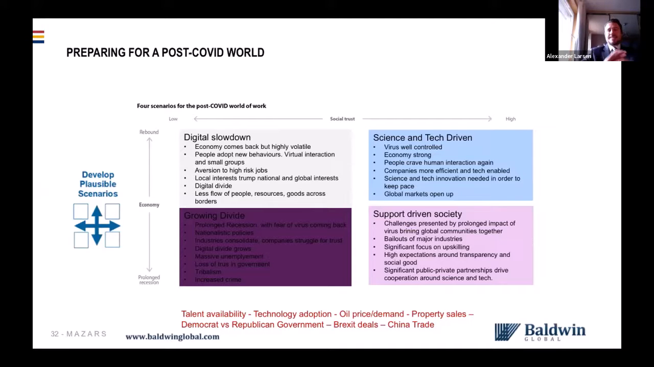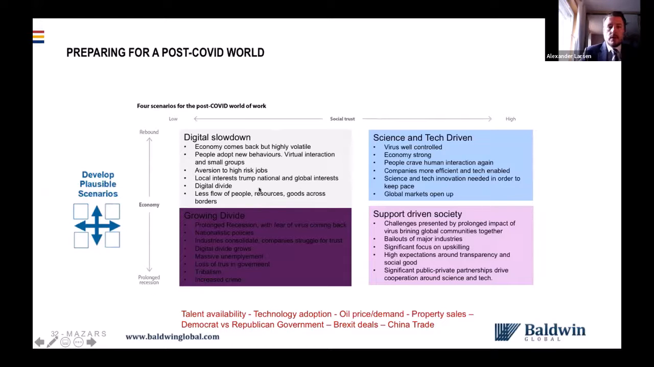Now, this is just an example scenario. It's not right, it's not wrong, it's not based on an industry. It's just how you could look at your vulnerabilities and look at what drives our business. And for example, here on the top, we have social trust from low to high. That might be a business driver. And then we have the economy from a quick rebound to a prolonged recession.